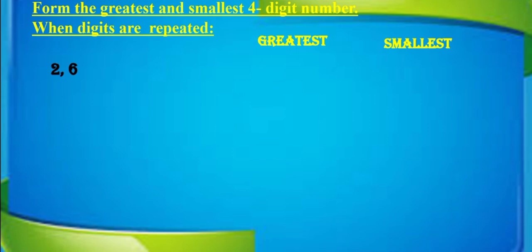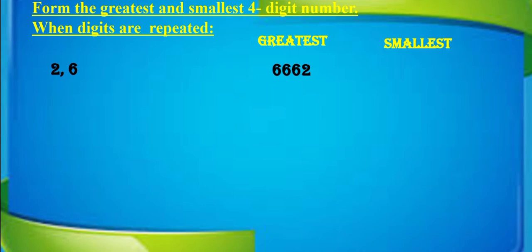It's very simple. Normally we will arrange in descending order for the greatest number. So how will we arrange in descending order? 62. But we need the greatest 4-digit number. So you have to repeat the greatest digit 6 two more times. So the answer is 6662.